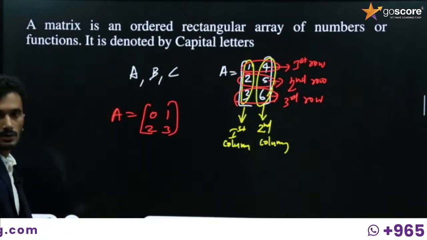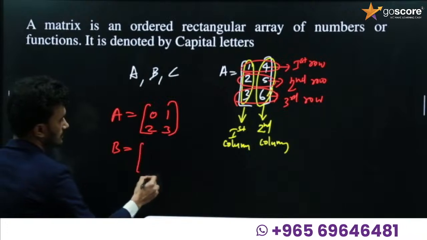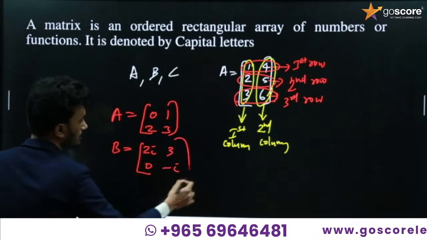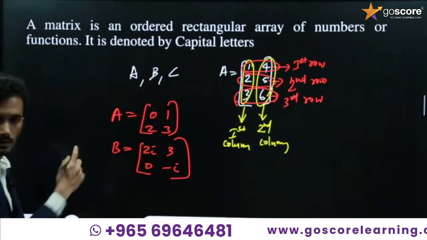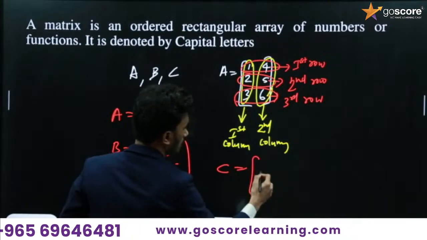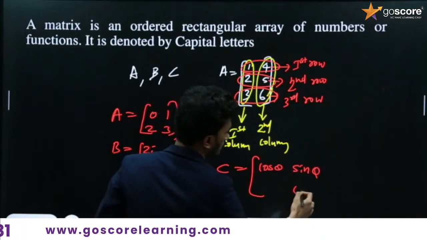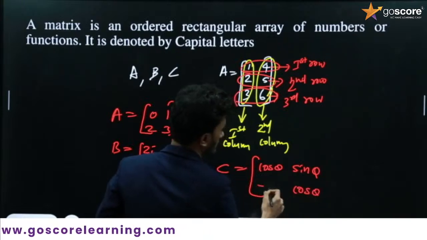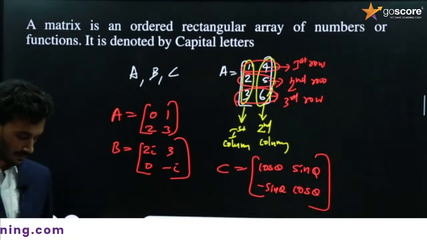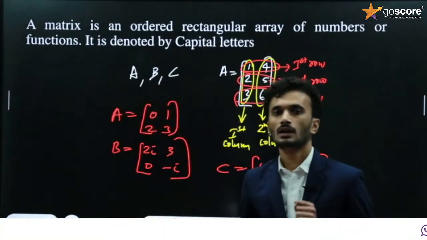Another example, A is equal to 0, 1, 2, 3. Then sometimes we also use complex numbers: 2i, 3, minus i, 0. This is another matrix. Then C is equal to cos theta, sin theta, then minus sin theta, cos theta. Another example for a matrix. So these are the basic examples for matrices.